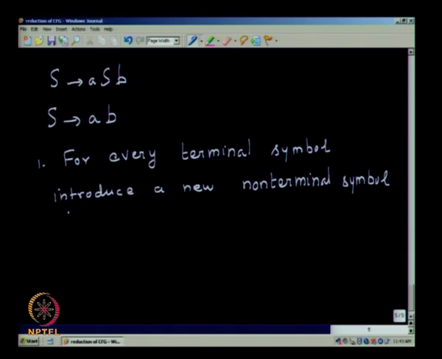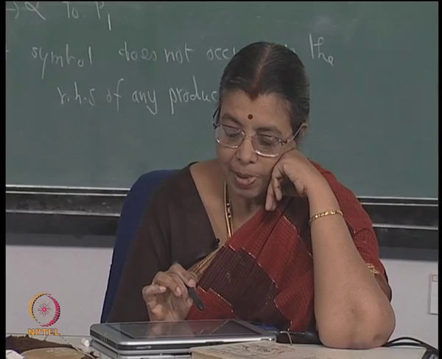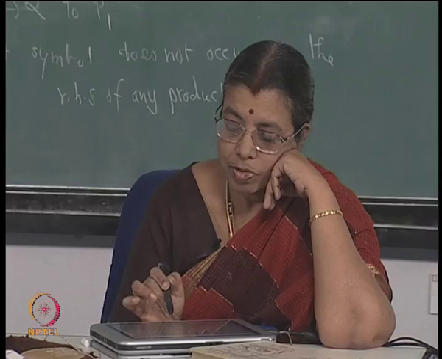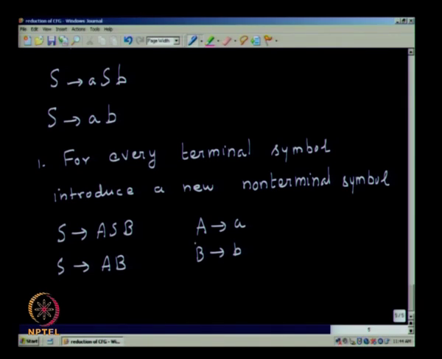So, let me see how we can do this. S goes to ASB, S goes to AB, then you have A goes to a. This step is the same as the previous conversion to Chomsky normal form. Now, you find that because of this the language generated is not affected, the language generated is still going to be the same. First you will generate capital A power n, B power n, convert all these capital A's to small a's and capital B's to small b's. Now, these two are already in Greibach normal form.